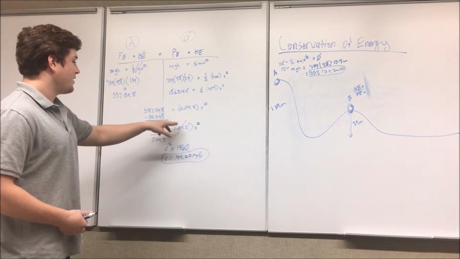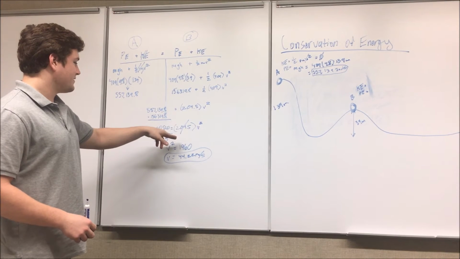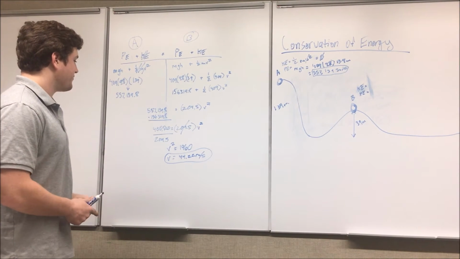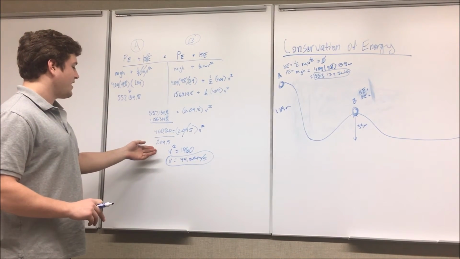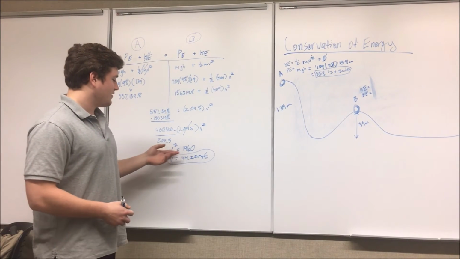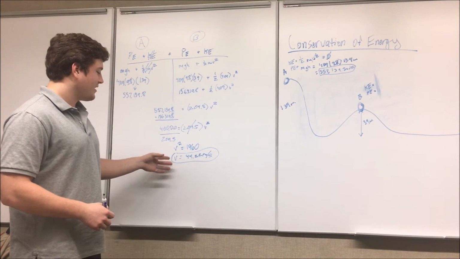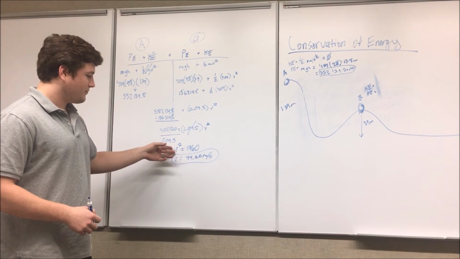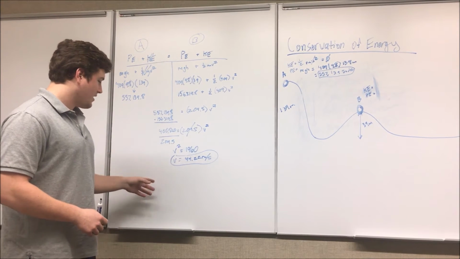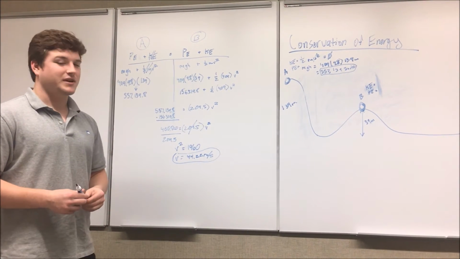And now to solve for v, we're just going to divide by 204.5, and that's going to give us our solution of v squared equals 1,960, and then you have to take the square root because it's to the second power, and that will give you 44.22 meters per second.